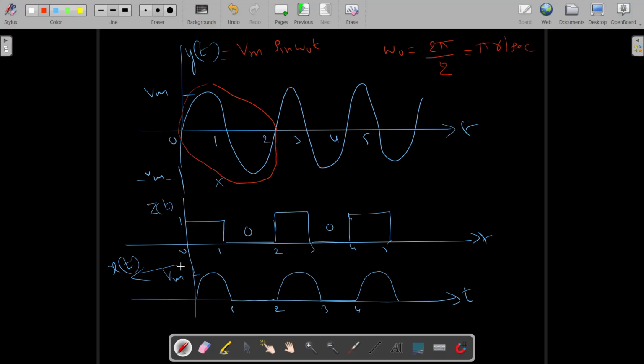Okay, so therefore the x of t expression is going to be the same as y of t. So this is Vm sine pi t. Once we know this x of t, all we need to do is take the integration. Let's go to the next slide.